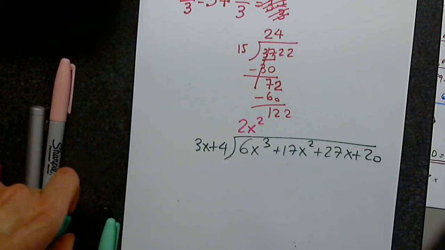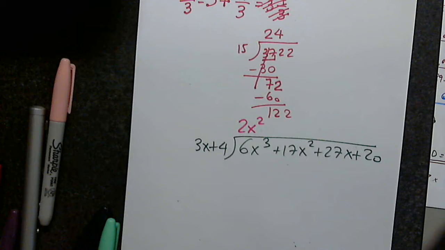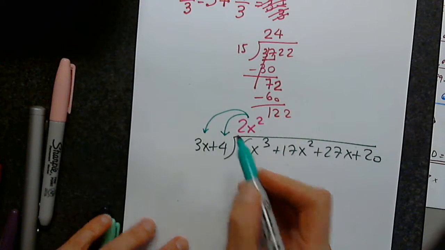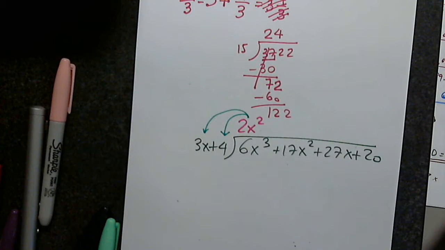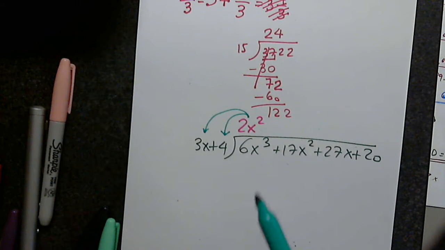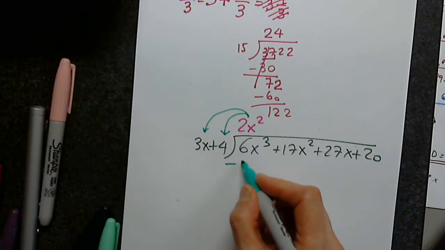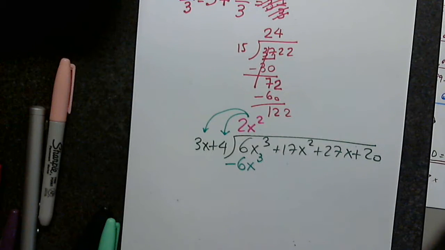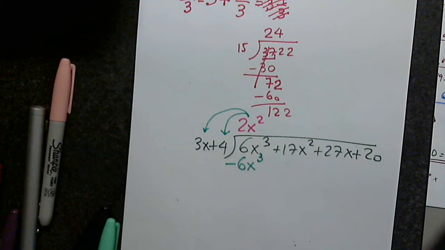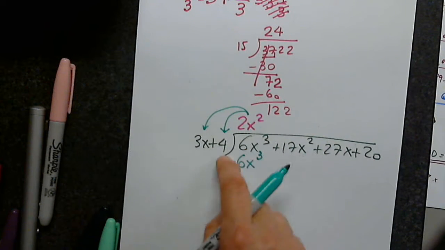Remember I used the word distribute, which I didn't need to in the number. I need to distribute 2x squared to both terms. Change the sign from whatever to the opposite sign and write below like terms. So 2x squared times 3x, I have to write negative 6x cubed, for the same reason I wrote here negative 30 and I wrote here negative 60. Question. 2x squared times 4, yes.